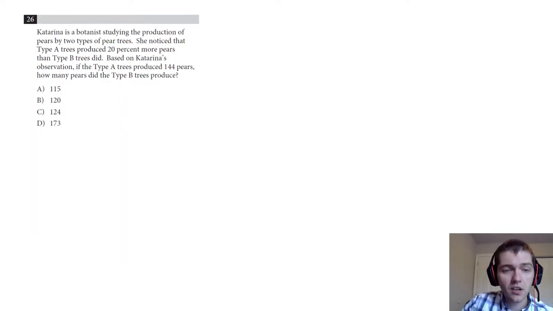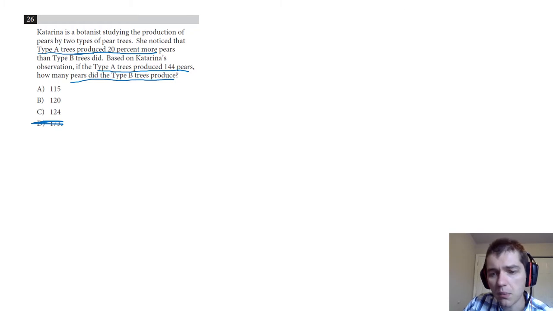Question 26, jump to the end. What are they asking for? How many pairs did type B trees produce? And what they're giving you is that type A trees produced 144 pairs, and that type A trees produced 20% more than type B trees did. So just from that information alone, you know that type A produced more than type B, and type A produced 144. So you can throw out answer D because it's saying that type B produced more. That's incorrect. So let's go ahead and set up an equation for how much did type B actually produce.